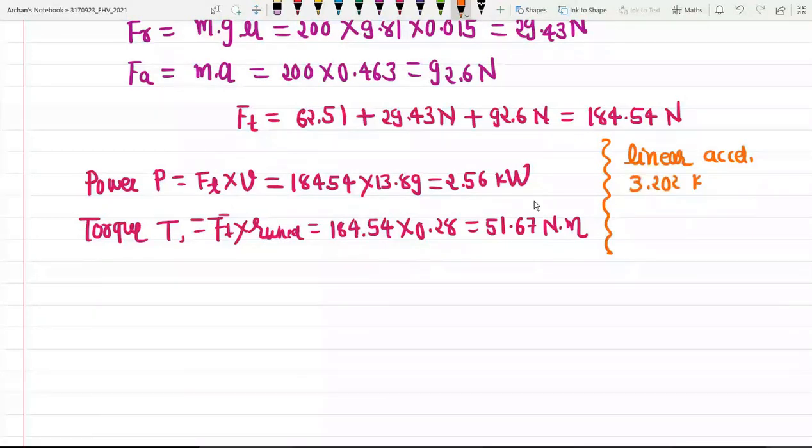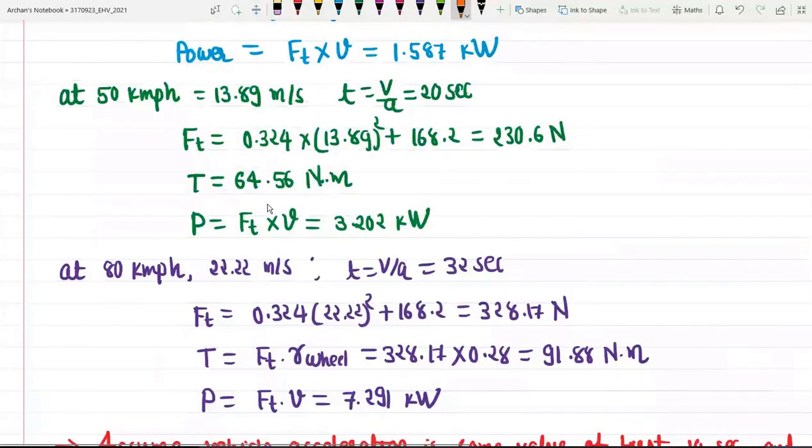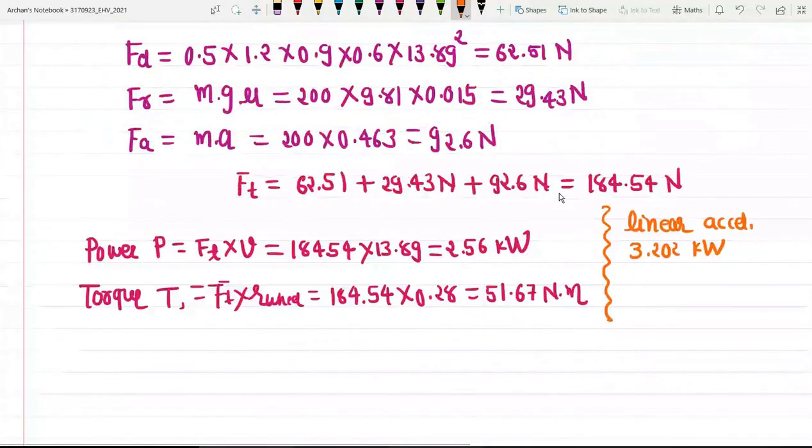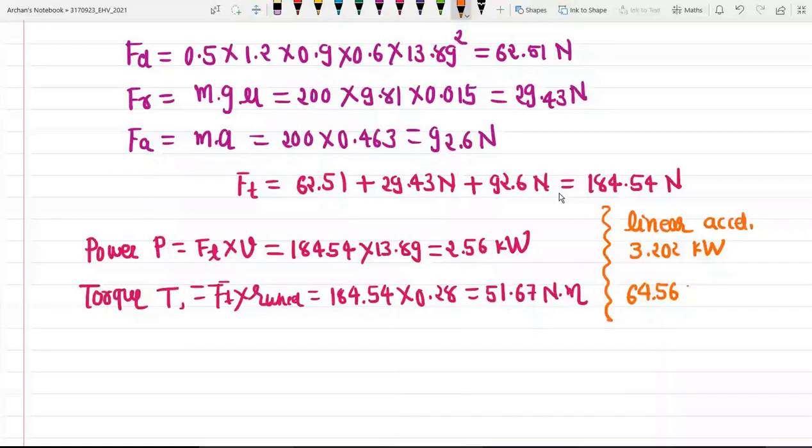3.202 kilowatt, and torque requirement is 64.56 Newton meter. Okay, you can see the difference. If you are using the second method of acceleration, then power required will be 2.56 compared to 3.2 kilowatt. So we can see there is an increase in efficiency.